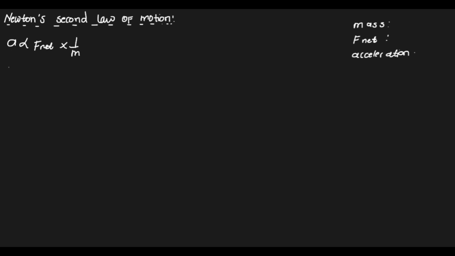So here we have the acceleration, so acceleration is equal to net force divided by the mass. So in symbols, we have a = F_net / m. So we are going to look at the relationship between the acceleration and the net force. So the relationship, we say the acceleration is directly proportional to our net force.